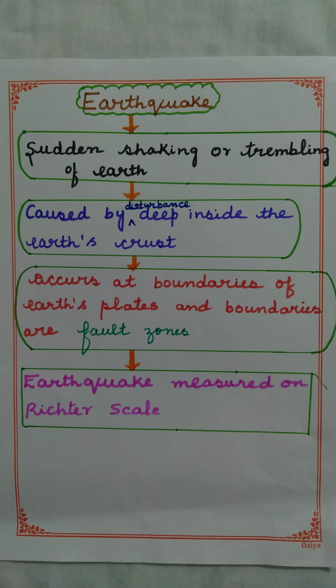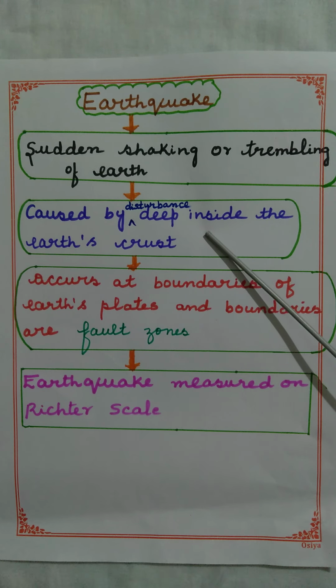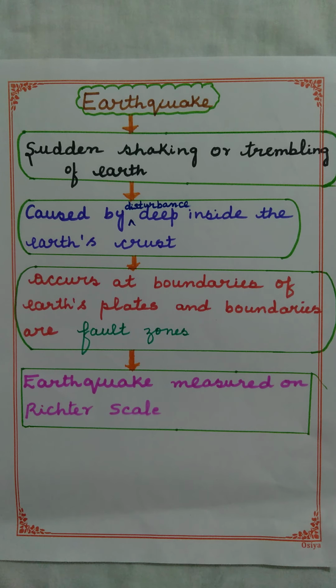And how is this caused? It is caused by a disturbance deep inside the earth's crust. In this picture, you can see the structure of the earth. This is the earth's crust, which is the uppermost layer of the earth. And this earthquake is caused by the disturbance deep inside of the earth's crust by the movement of earth's plates.